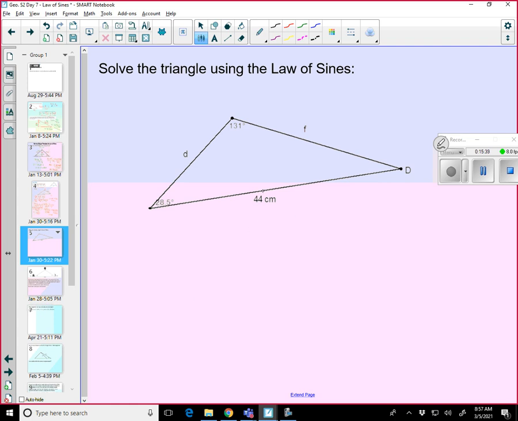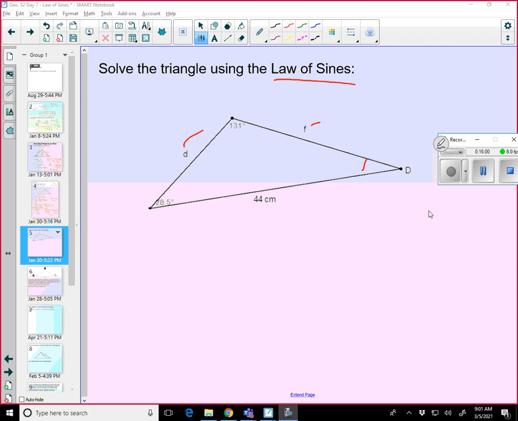Now I want you all to try this particular problem. Find first angle D using the triangle sum theorem, then solve for d and f using law of sines. I'll give you a couple of minutes to try this problem. And once you have the answers, you may use the chat. And let's go over the solution.